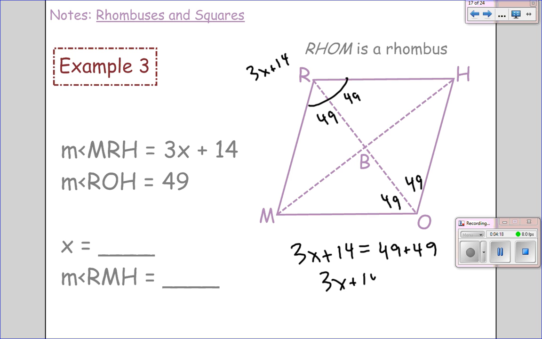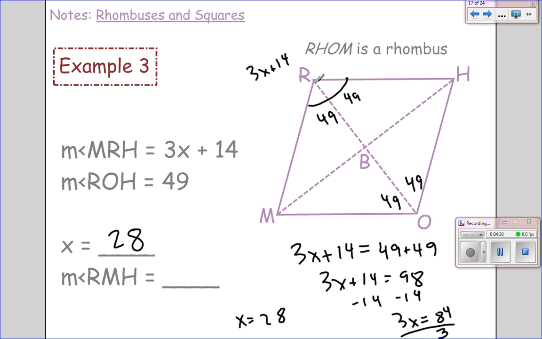So 3x plus 14 equals 98. Subtract the 14. 3x equals 84. And finally, divide by 3. So x equals 28. Now RMH will be right here. So if that's 90 and that's 49, you subtract from 180 to get 41 degrees.